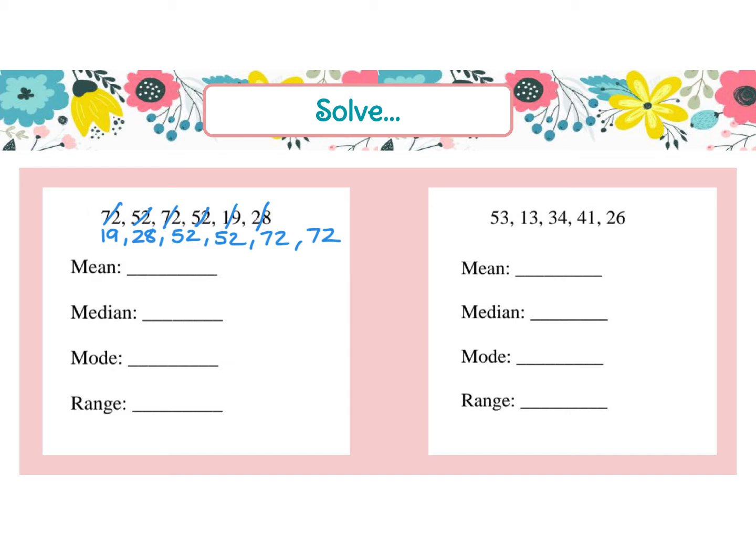Now that we have our data set from least to greatest, we will first solve for the mean. To find the mean, we will add up all of the numbers in the data set and then divide by 6, the amount of numbers that there are. When we add up all of the numbers, we get a sum of 295. Next, we can divide by 6 to find the mean.